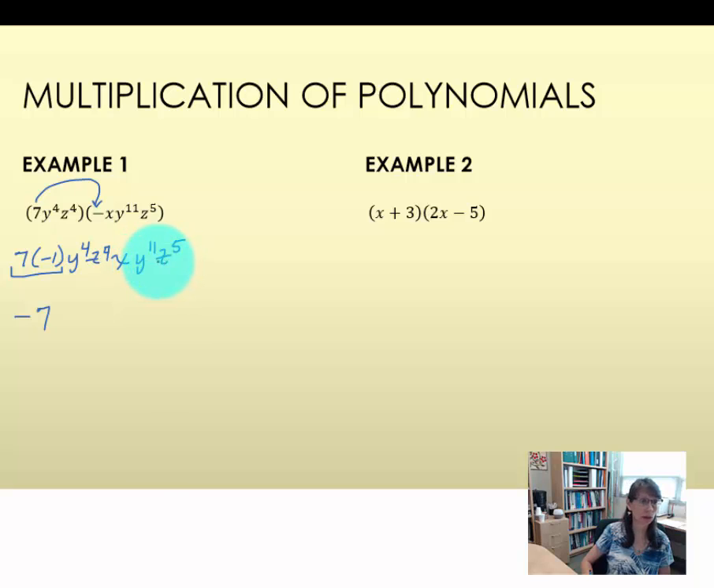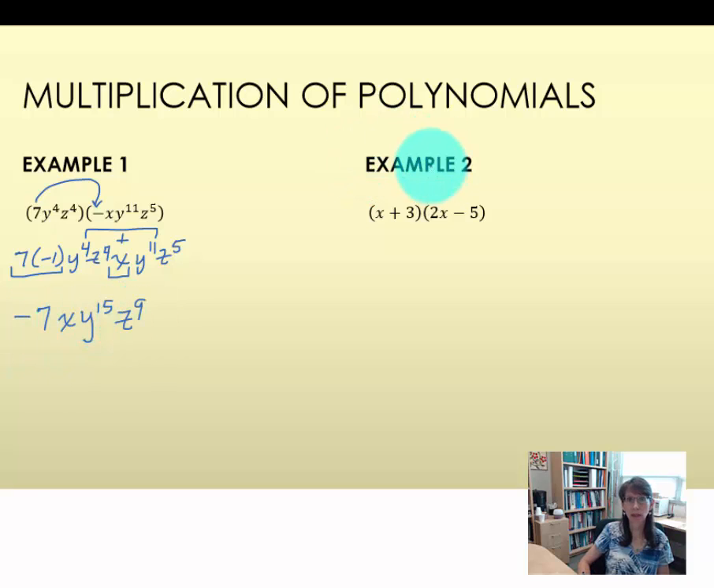So in alphabetical order, x comes first. We only have one base of x, so I'm writing that. That piece is done. Next would be y. I have two different bases of y. 4 and 11 are the exponents, so when I add those together, I would have y to the 15th. Last, I have base of z. 4 and 5 make 9. I have each base written one time, and each base is written with a positive exponent, so that problem is complete.